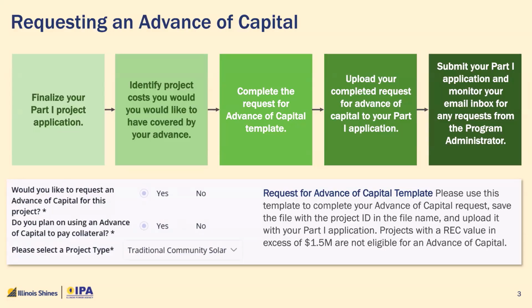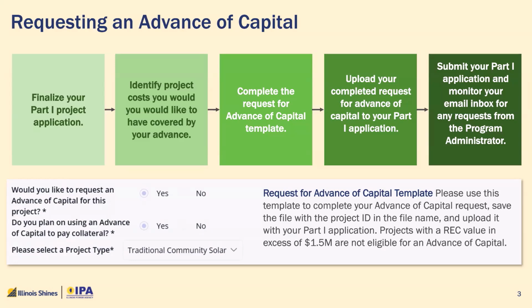To make a request for an advance of capital, you must follow these 5 steps. First, you will need to finalize your Part 1 application for the project you will be requesting advance for. A request can only be made upon Part 1 application submission and at no point before or after that. A request cannot be made after the submission of your Part 1 application.